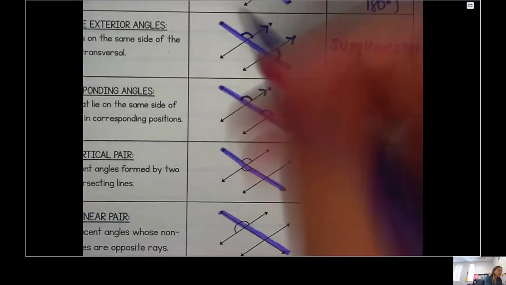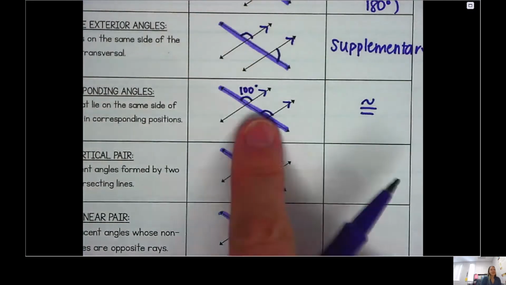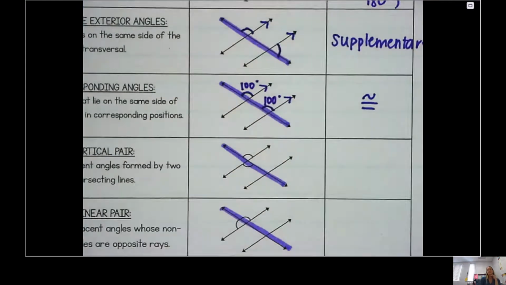Exactly the same. So if this one was, let's say 100 degrees, what does this one have to be? It better also be 100 degrees. Yep, they're exactly the same.